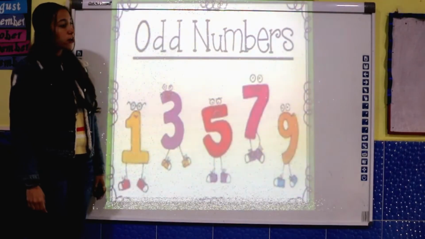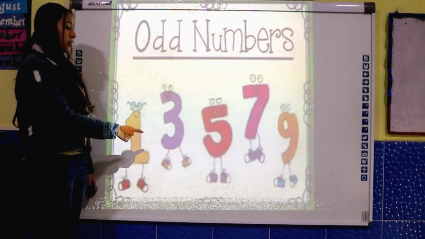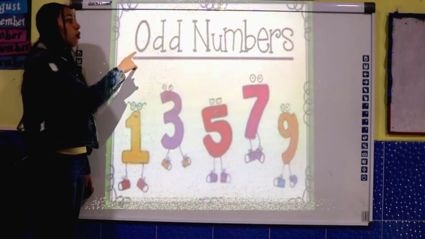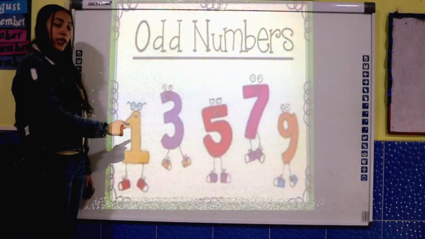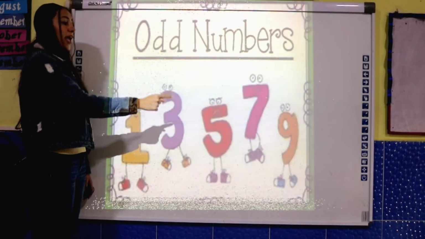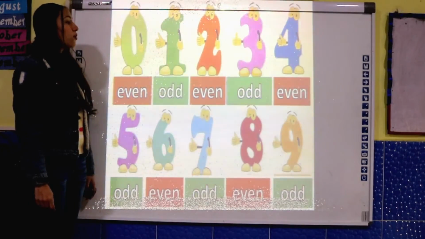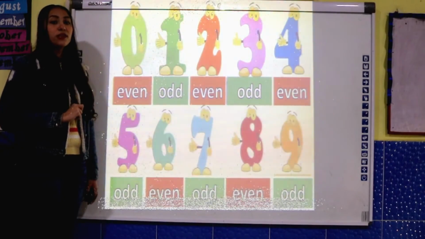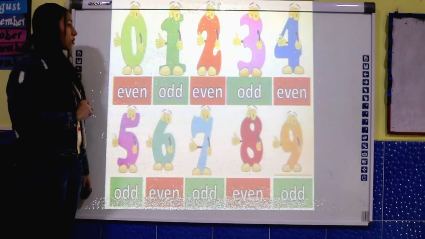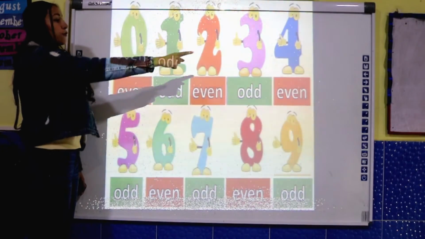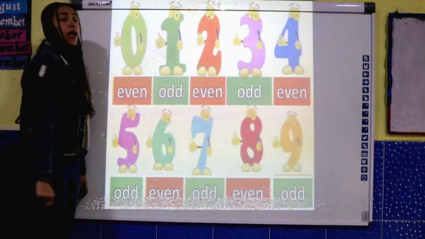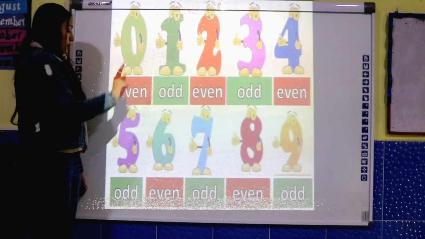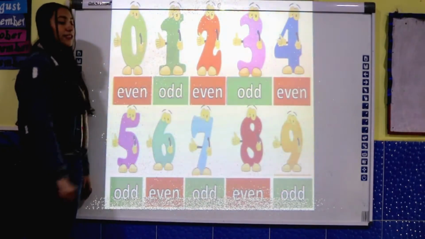So now, let's revise together. Our odd numbers are 1, 3, 5, 7, and 9. One more time. Our odd numbers are 1, 3, 5, 7, and 9. Now let's revise together from 0 to 9. Which number is odd and which number is even? Our even numbers are 0, 2, 4, 6, and 8. And our odd numbers are 1, 3, 5, 7, and 9.